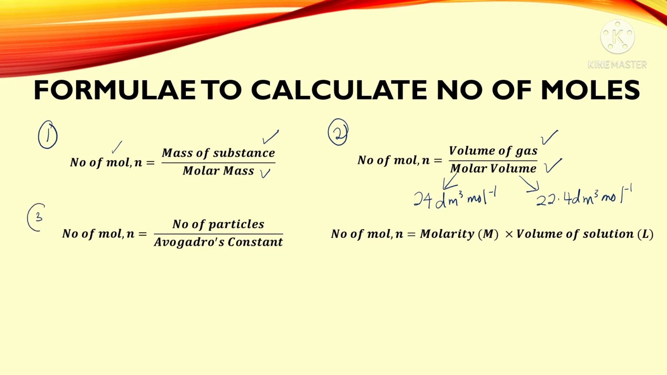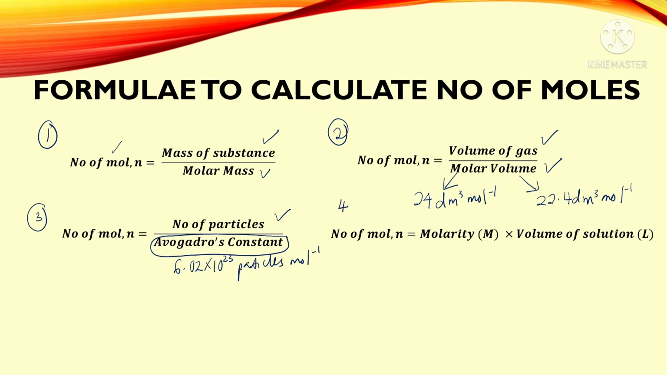And if you have been given the number of particles, be it in terms of ions, formula units, molecules, or atoms, you can use the number of particles and then divide it by the Avogadro constant, and you know that the Avogadro constant is 6.02 times 10 to the power of 23 particles per mole to give you the number of moles.